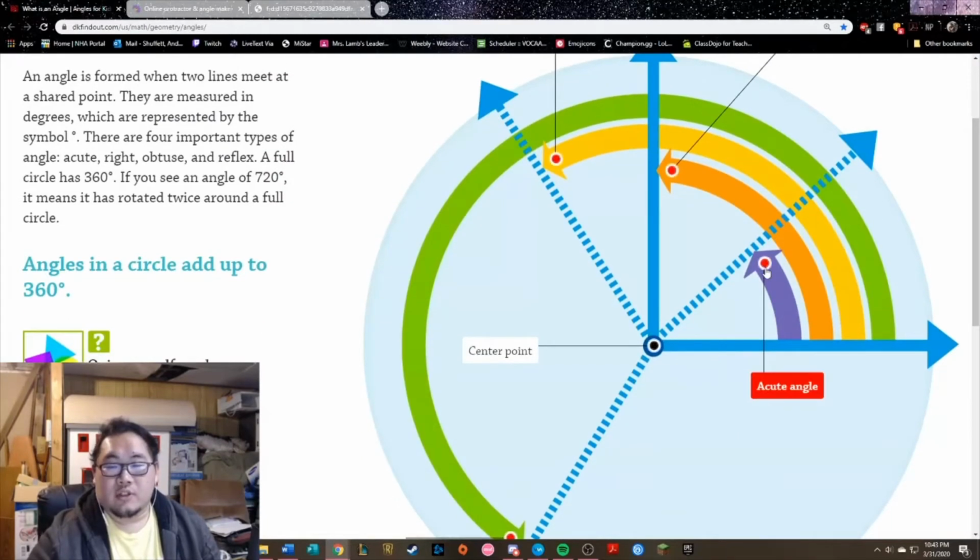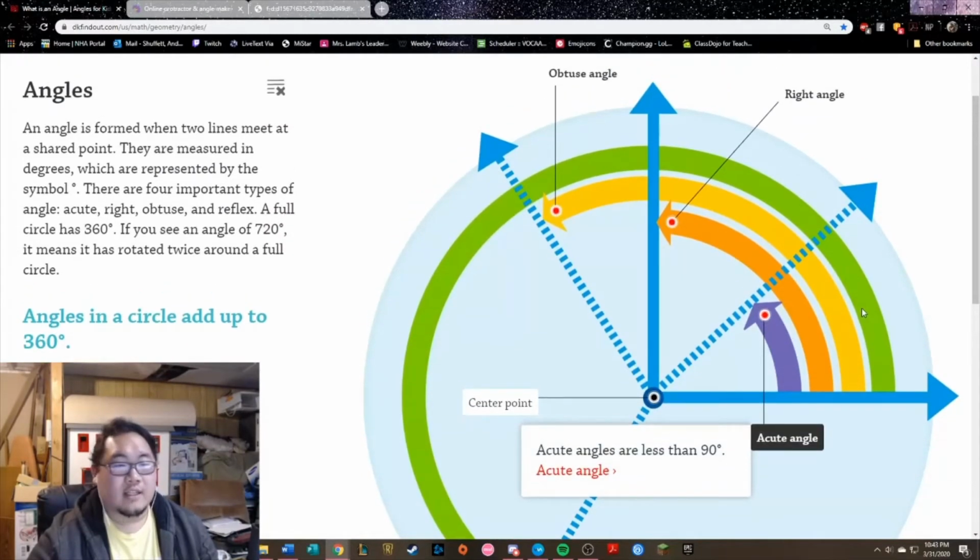So we've already talked about the acute angle. It's any angle less than 90 degrees. That's an acute angle. Think small. Think cute, like a cute puppy. Acute.